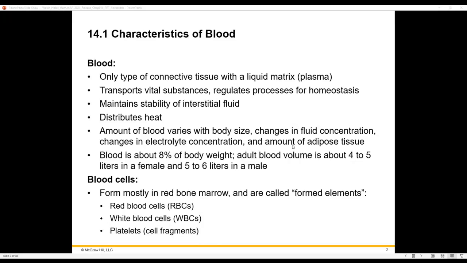Blood is about 8% of your body weight. The adult blood volume is about 4 to 5 liters in a female and 5 to 6 in a male. Blood cells form mostly in red bone marrow, and we call them formed elements. So you have red blood cells, white blood cells, and platelets.